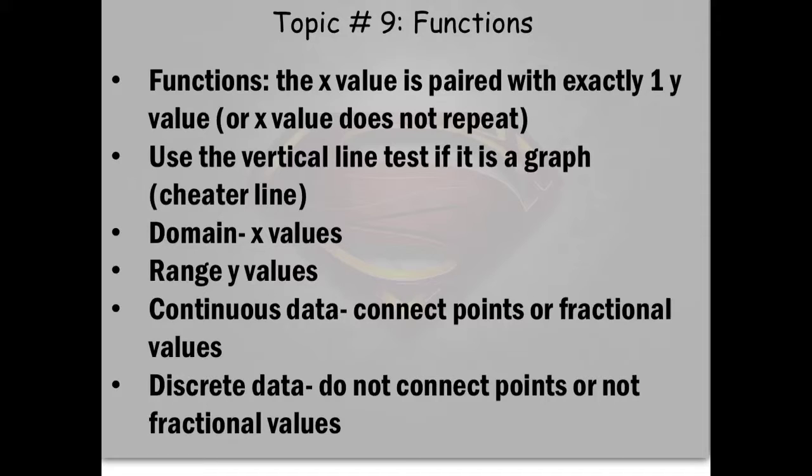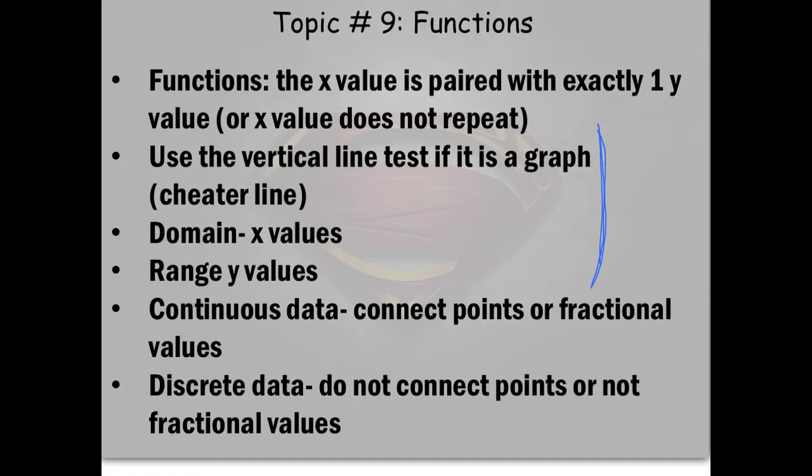Okay, so when you're looking at functions, the x value is paired exactly with one y value. Or, think of it like the x value does not repeat. If you're looking for a function, you can use the vertical line test that goes straight up and down. Not a perfect line, but if the vertical line crosses the function in more than one spot, it is not a function. Like we said in class, it's the cheater line.